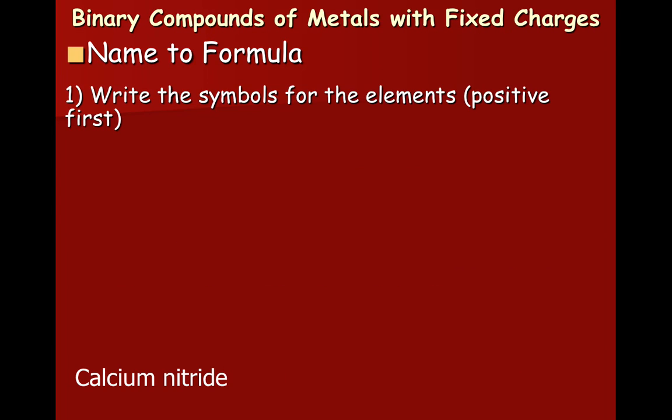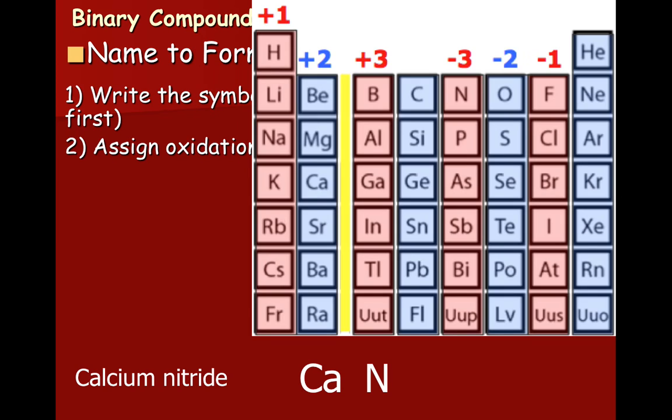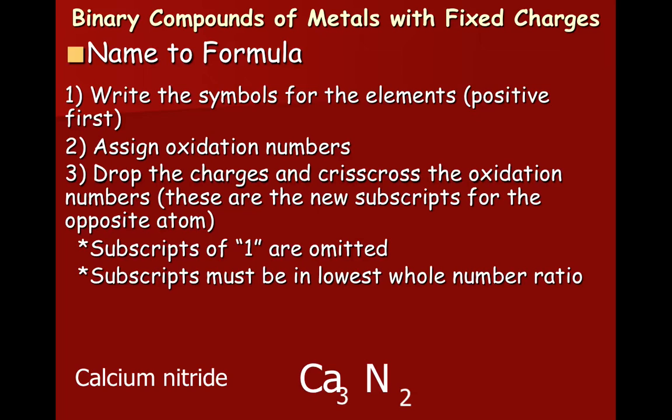Calcium nitride. The first thing I want to do is write the symbol for the elements. Calcium is Ca, nitride is the element nitrogen. And assign oxidation numbers. Calcium is an alkaline earth metal, so right there, +2. Nitrogen has 5 valence electrons. It'll gain 3 and become -3. Drop the charges, crisscross, and then clean it up. Ca3N2.